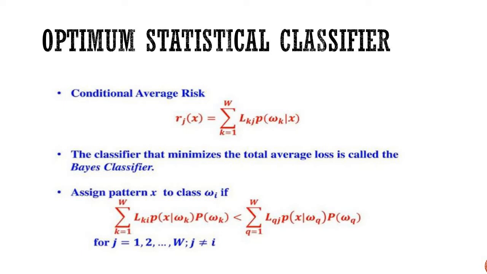Thus, the Bayes classifier assigns an unknown pattern to omega suffix i, or in other words, x is assigned to class omega suffix i if the conditional average risk is less than the summation operation. This holds for all values of j, where j and i are unequal to each other.